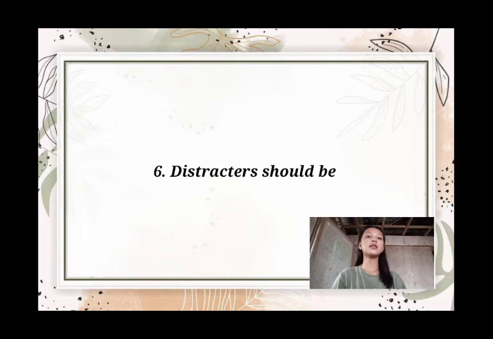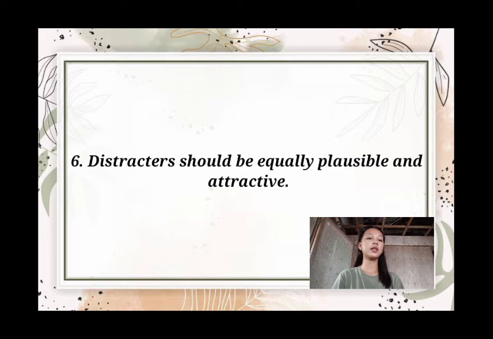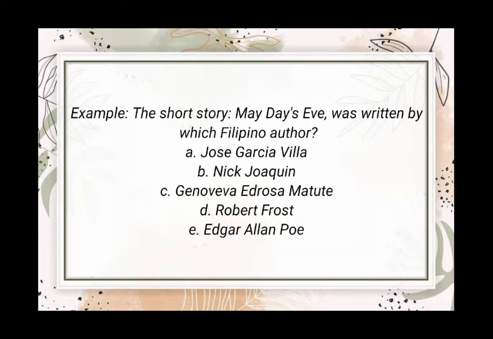Number 6. The options should be equally plausible and attractive. For example, if these options had all been Filipino authors, the value of the item would be greatly increased. In this particular instance, only the first three carry the burden of the entire item, since the last can be essentially disregarded by the students.